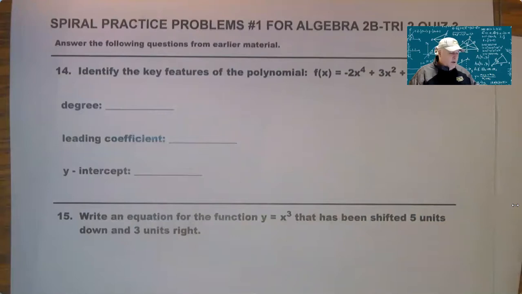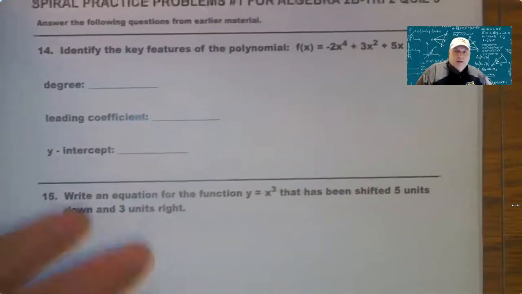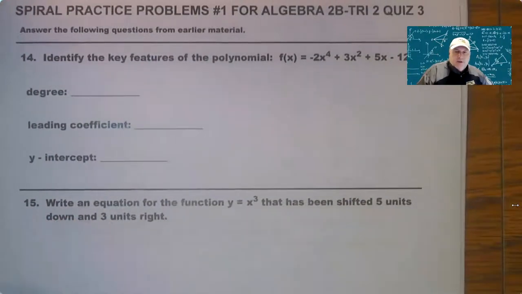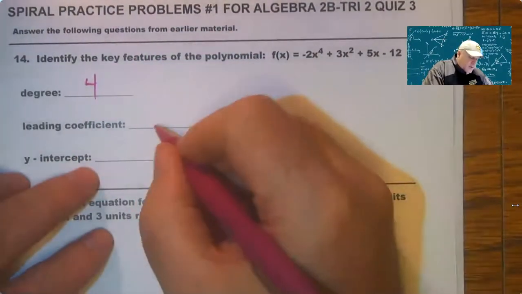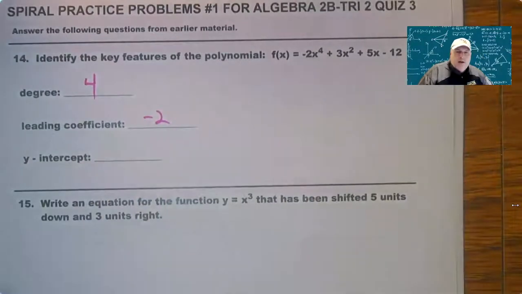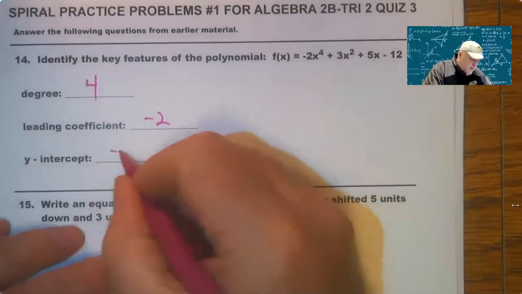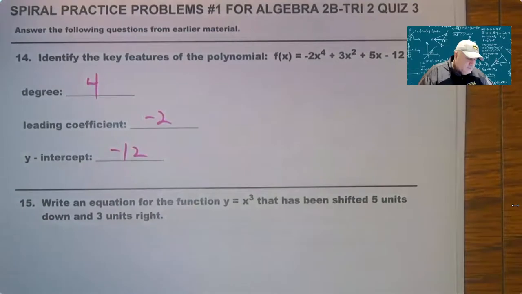All right, and here is the spiral. So I encourage you to do the spiral. It's something that you can, it's like having another quiz grade. The degree here is the highest power. The leading coefficient is the coefficient on that highest powered term, and the y-intercept is the number at the end.